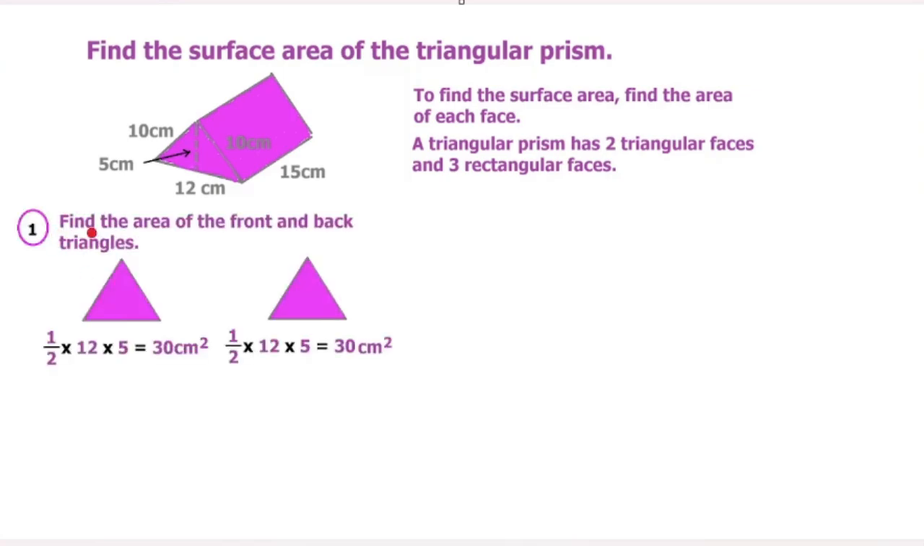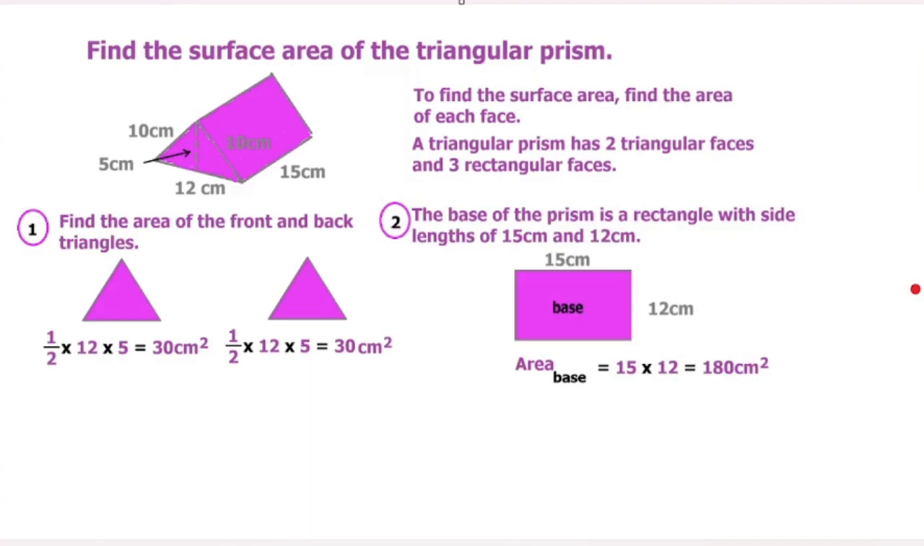So now the first thing to do is find the area of the front and back triangles. So here's the front triangle, and the back triangle is exactly the same. And the area of a triangle is half the base times the height. So half times 12 times 5 equals 30 centimeters squared. And you do that twice, one for the back and one for the front.